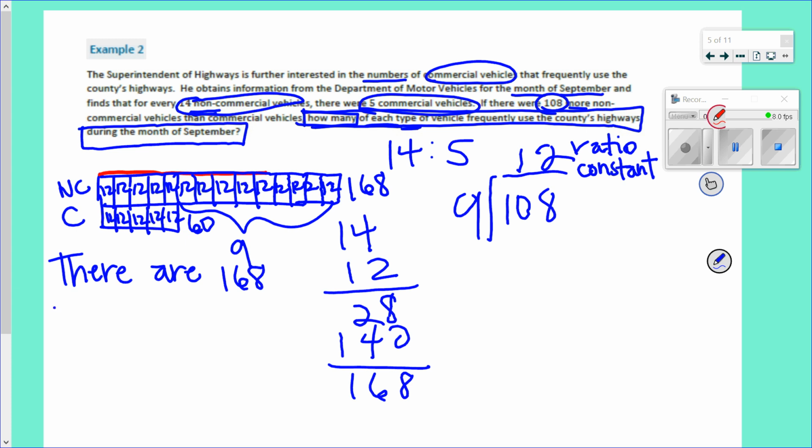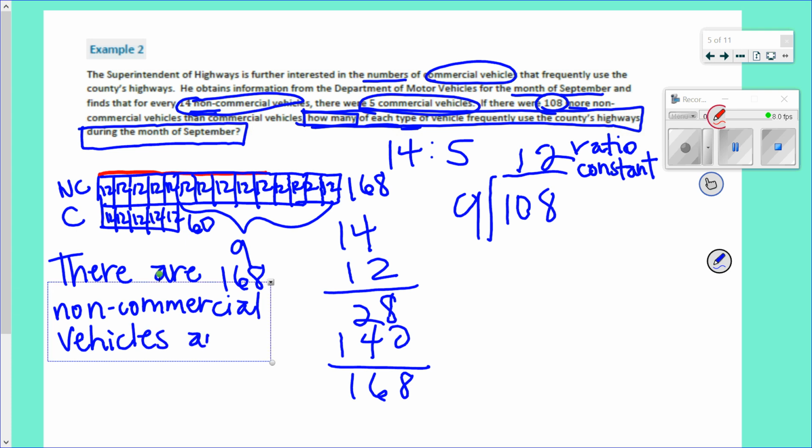168 non-commercial and 60 commercial vehicles.